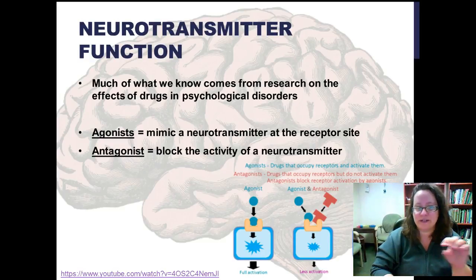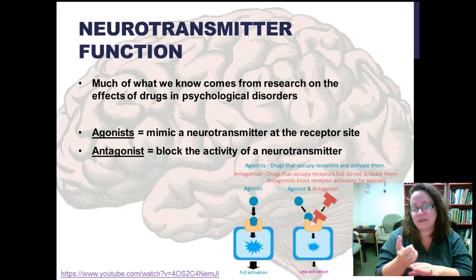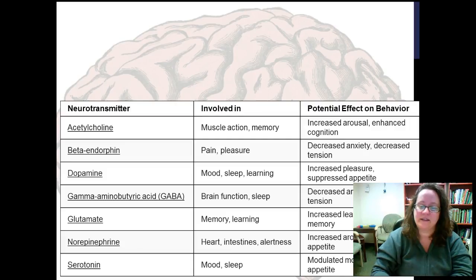Some will mimic the neurotransmitter. Others will block the activity of a neurotransmitter. So this isn't only prescription drugs. It's also recreational drugs that can have this effect. These are some of our major neurotransmitters, though.